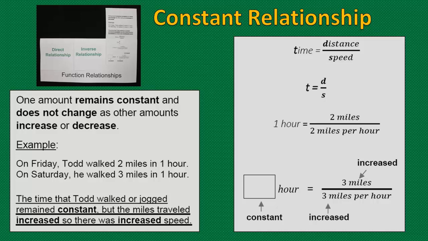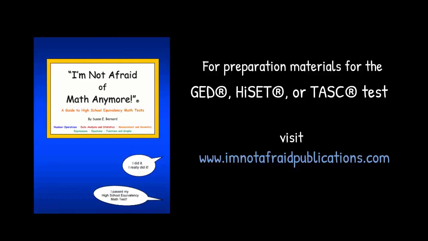We can show this in an equation as time is equal to distance divided by speed, and we can shorten that to T is equal to D over S. Todd walked 2 miles at a rate of 2 miles per hour, and that took 1 hour. On the next day, he walked 3 miles at a rate of 3 miles per hour, and it still took 1 hour. So the time remained constant, even though the miles and the miles per hour both increased. This is a constant relationship in the time.